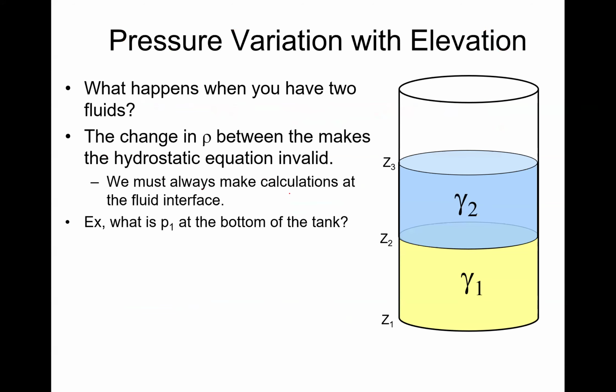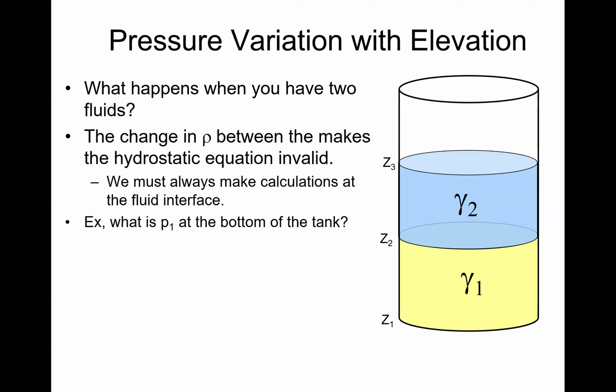Now, let's keep on adding a little bit more complexity. If, in this static calculation, we have 2 fluids, 2 immiscible fluids, right? One fluid has a certain density and the other fluid has a different density. So you see that we have outlined 3 heights, the top being z3, then z2 and z1 at the bottom of the tank.